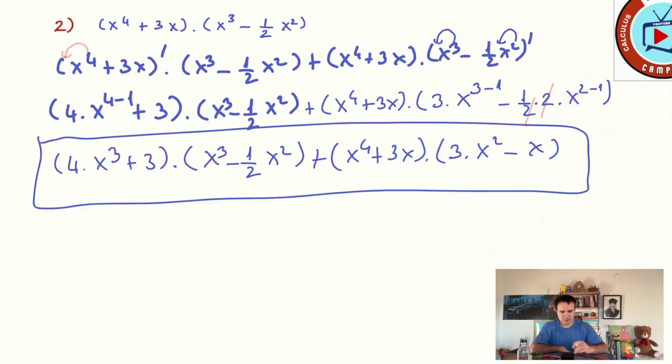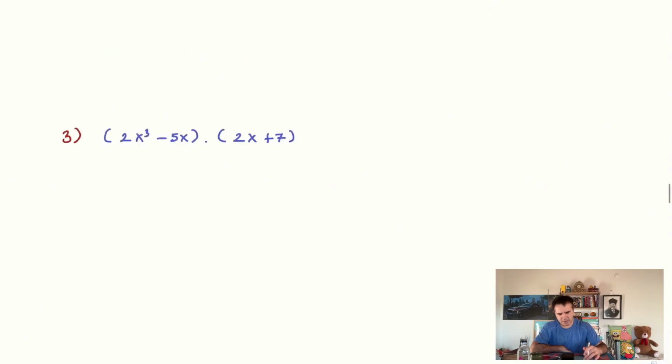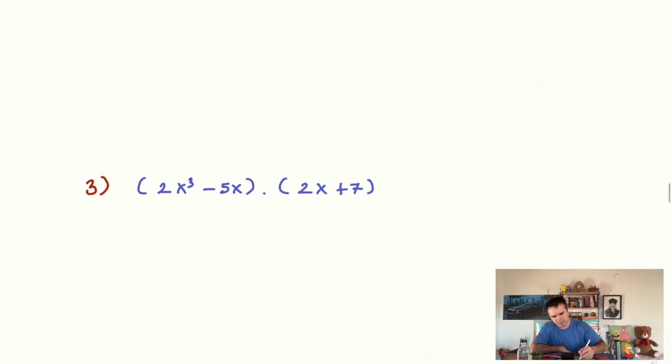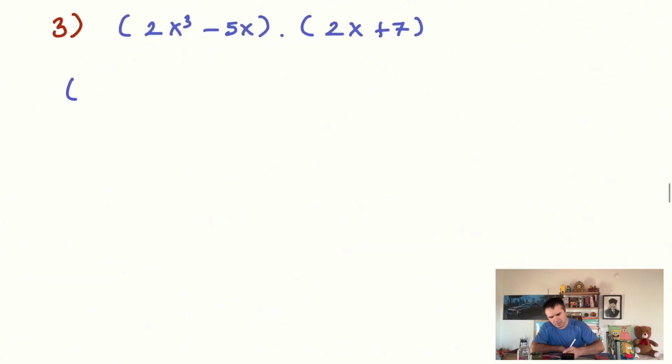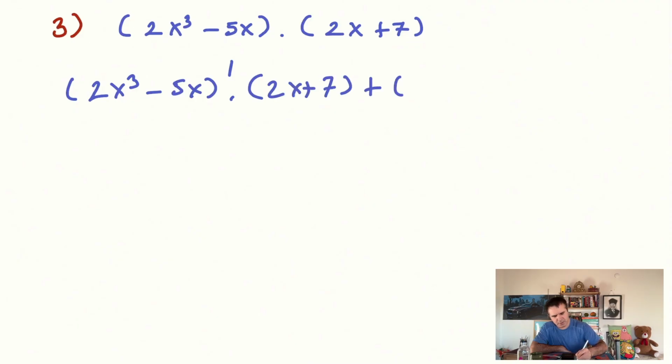The answer is this. And this is the third problem. The derivative of 2x cubed minus 5x, times 2x plus 7, plus the derivative of 2x plus 7, times 2x cubed minus 5x.